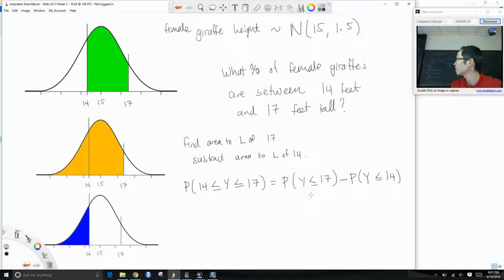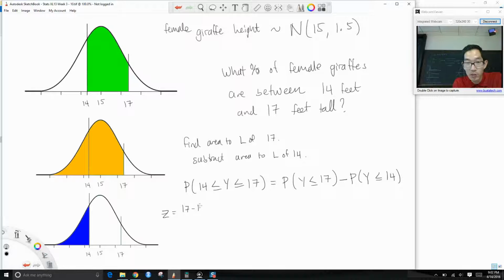I just want to make sure everyone's okay with this. So you would go and find the z-score for both of them? Yeah, you would find the z-score for both of them, find the area to the left of both of them, and then take the difference between them. I'm just also writing it symbolically here, and I just want to make sure that's okay with everybody. Okay, all right, so let's just do that.